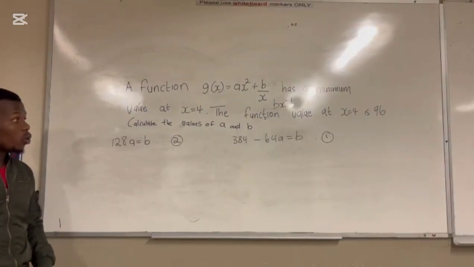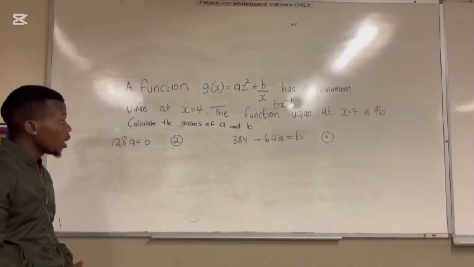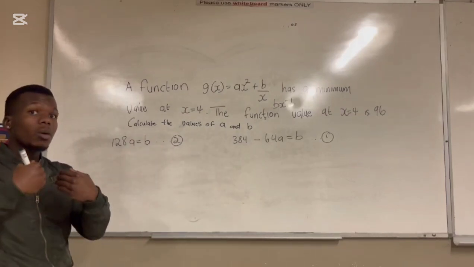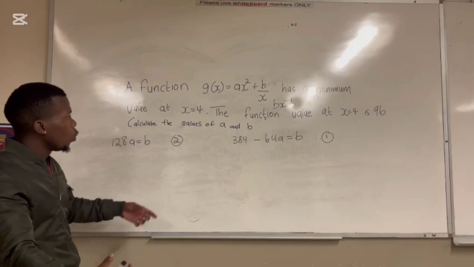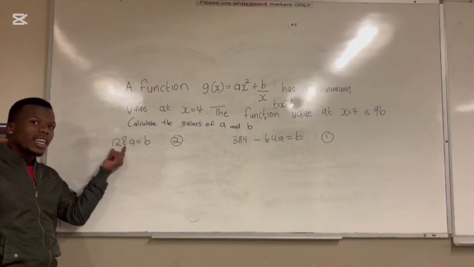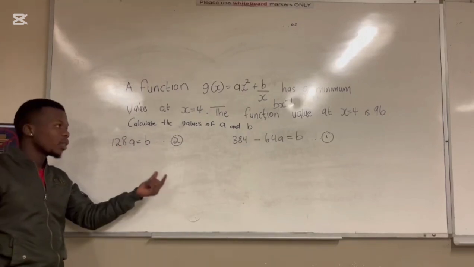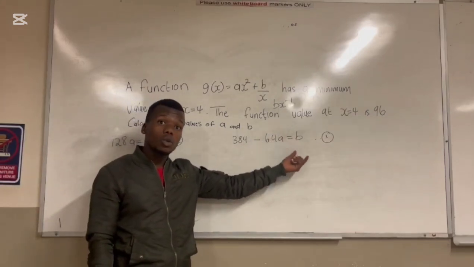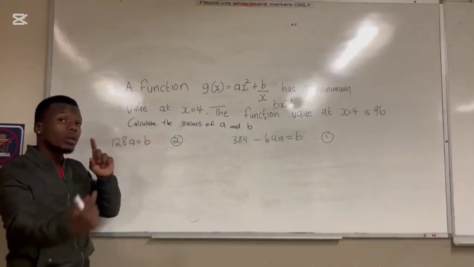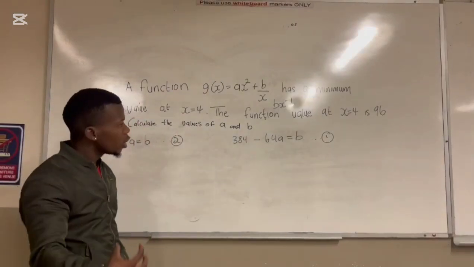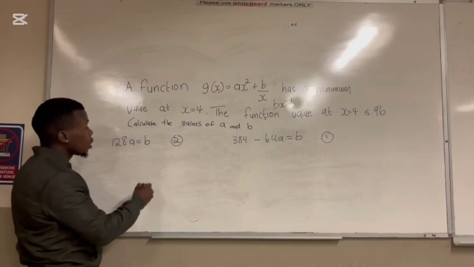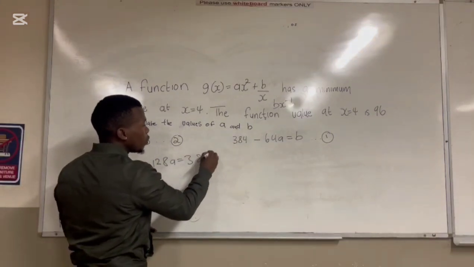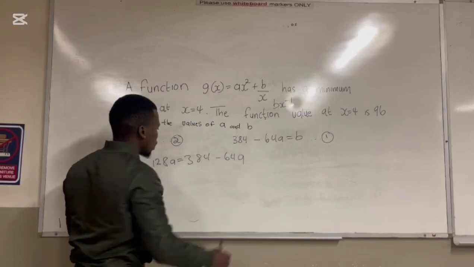We are still carrying on with calculating the values of a and b. I have equation number 1 and equation number 2. But let's check something about our equations. We see that 128a is equal to b. And we see that 184 minus 64a is equal to b. It means these equations will be equal because they are both equal to b. It means I will say 128a is equal to 184 minus 64a.